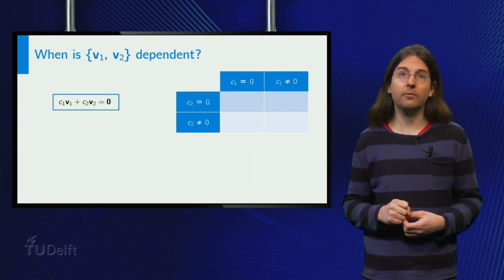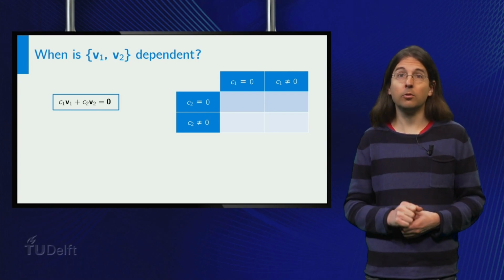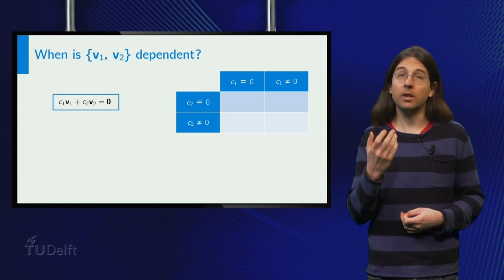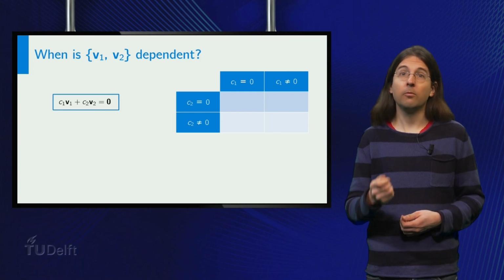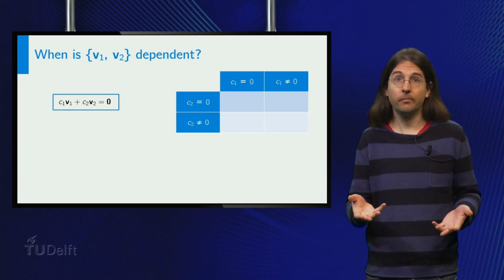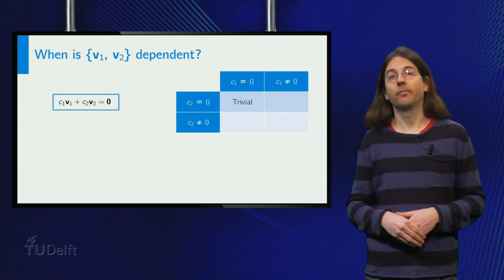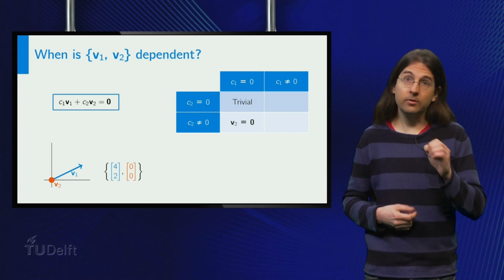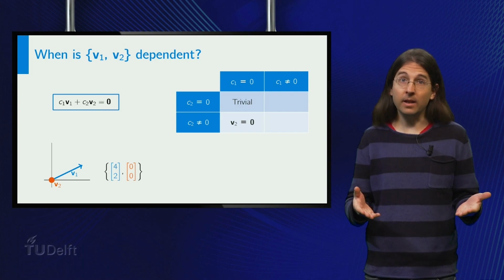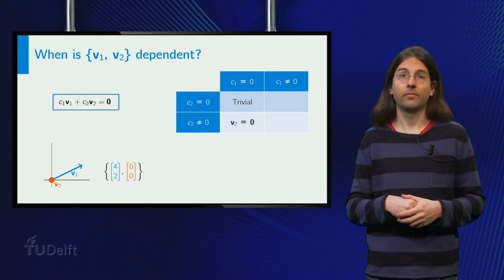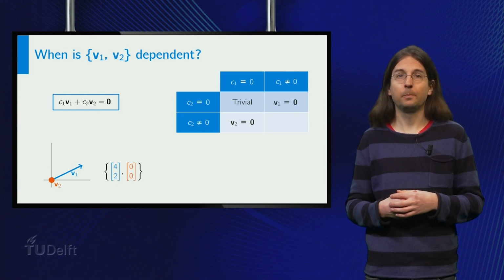For two vectors, life gets more interesting. v1, v2 is dependent if there is a non-trivial solution to c1 v1 plus c2 v2 equals the 0 vector. In the table, we consider the four cases whether or not c1 and c2 are 0. We exclude the case where both are 0, as that would be the trivial solution. If c1 is 0 and c2 isn't, then v2 must be the 0 vector. So we can have any vector and the 0 vector. The case c2 equals 0 and c1 is not gives v1 equals 0.